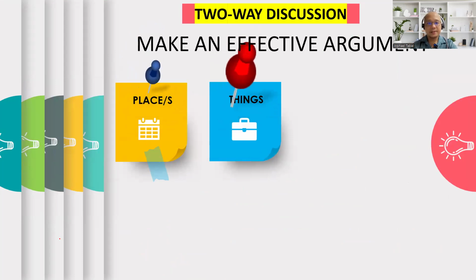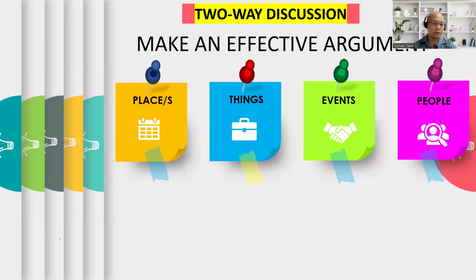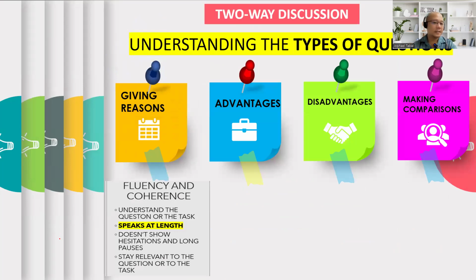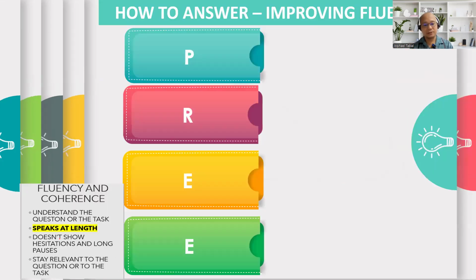So again, in this speaking test, you will be asked to discuss topics about places, things, events, and people. Now, the candidate must understand the types of questions. So there are questions that ask them to give reasons, questions that ask them to give the advantages and disadvantages, and questions that ask them to make comparisons.